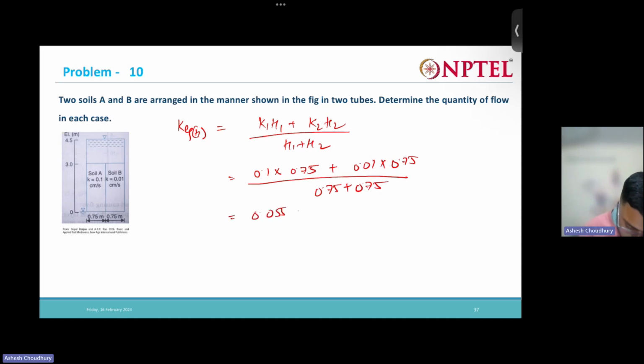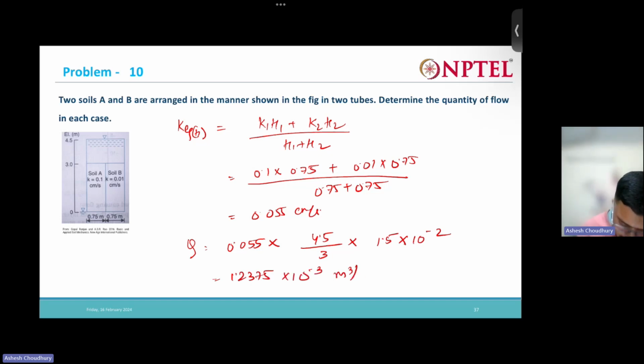0.055 centimeter per second. Therefore, the total Q will be K into I into A, which is 1.2375 into 10 to the power minus 3 per second. The same. Similarly, for this one also you can solve it the other way around, similar to what we solved in the previous case.